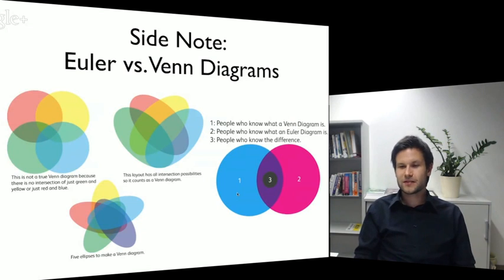And on the right-hand side, you just see a meta joke. If someone asks you what the difference between a Venn and an Euler diagram is, then you would be in this third section here. So it's people who know what a Venn diagram is, people who know what an Euler diagram is, and these are just the people who know the difference between them.